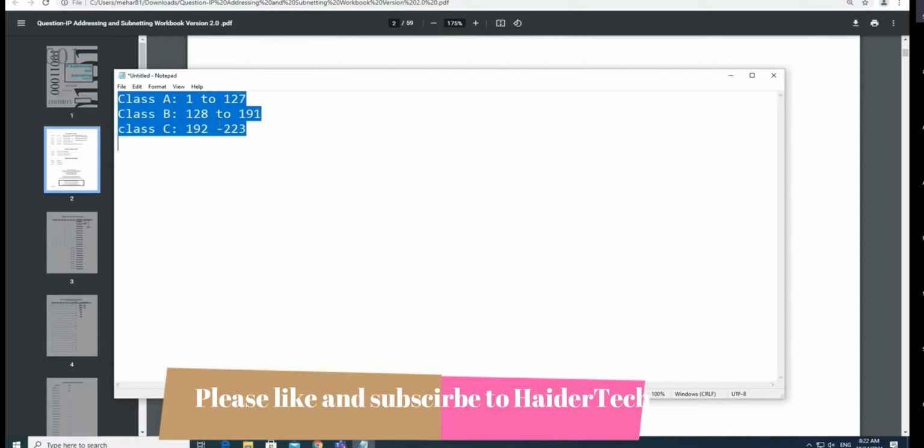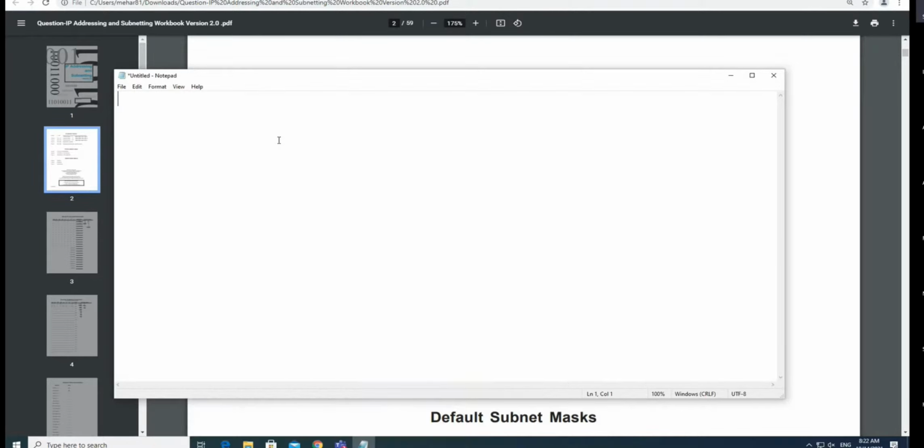Now I'm going to erase. Now you see here, I'm going to write one IP. You need to tell me whether it belongs to class A, B, or C. This is the IP address 150.10.15.0. Can you tell me which address class this IP belongs to? Class A, B, or C? Class B.